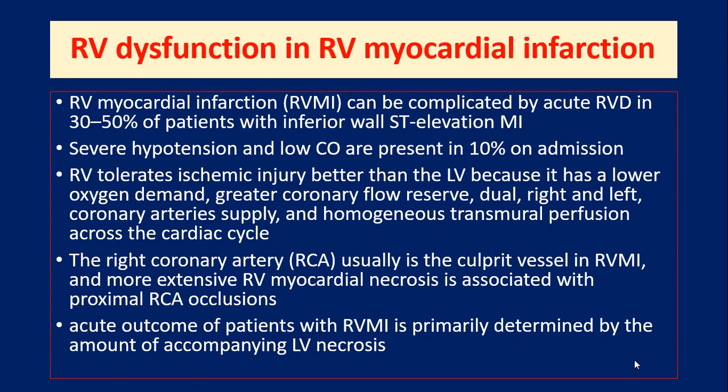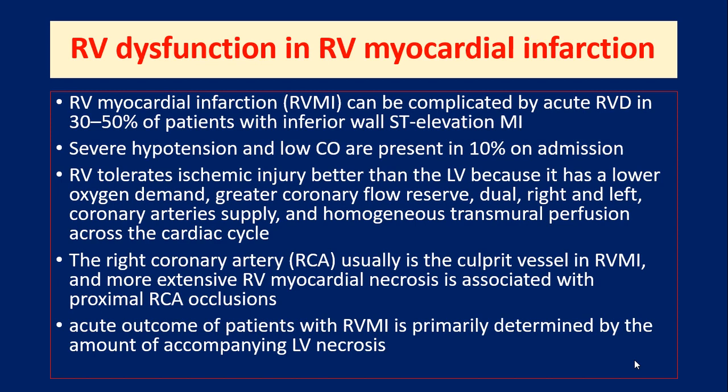What happens in right ventricular myocardial infarction? RV myocardial infarction can be complicated by acute right ventricular dysfunction in 30 to 50% of patients with inferior wall ST elevation MI. Severe hypotension and low cardiac output are present in 10% on admission.